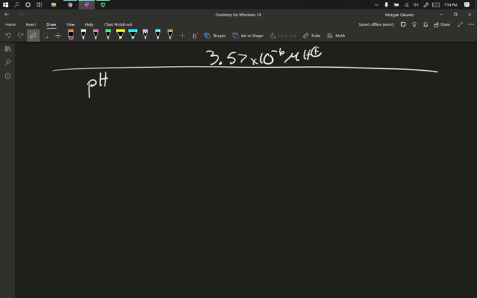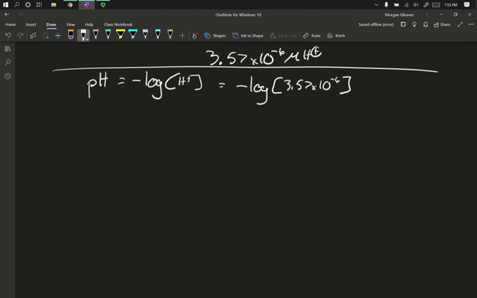P, lowercase p, was the symbol for log measurements in the old days. We don't use logs as much anymore, but it still shows up and is very useful here. Logs are good for talking about things that change by orders of magnitude, moving decimal places. In our case, the pH is just the negative log of our H+ concentration, whatever molarity our H+ is. In our example above, that would mean the negative log of 3.57 times 10 to the minus 6 molar.